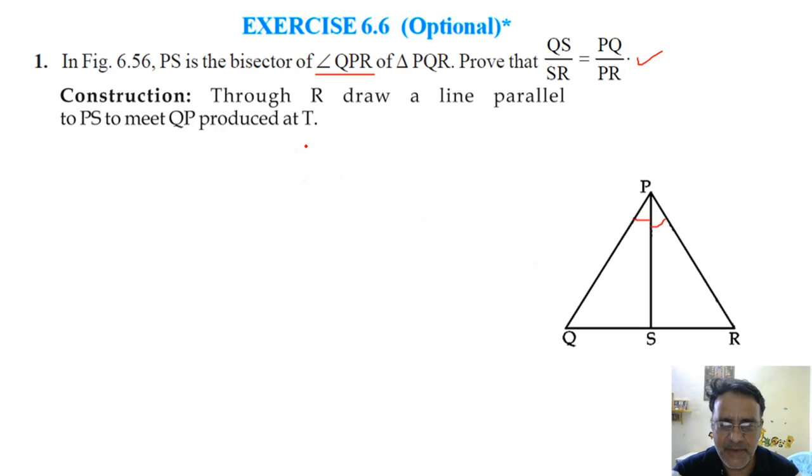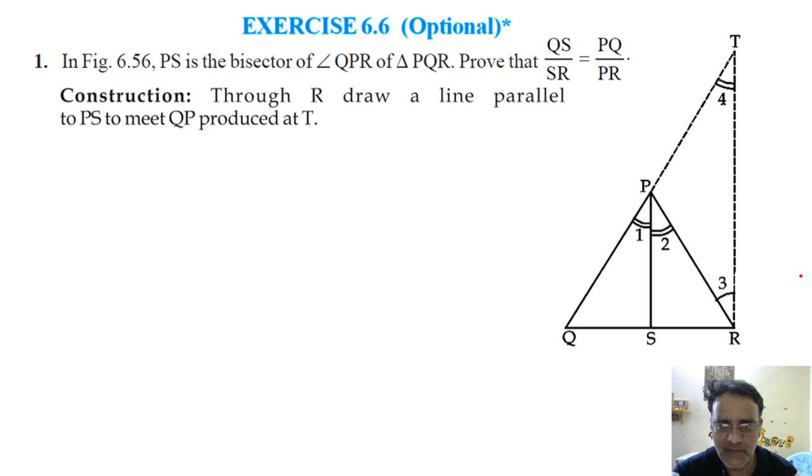In this we will do one construction. We'll do one construction through R. We will draw one line parallel to PS, which will intersect the extended line at point T, and let these two angles be 1 and 2, and these two be 3 and 4. Construction is clear?